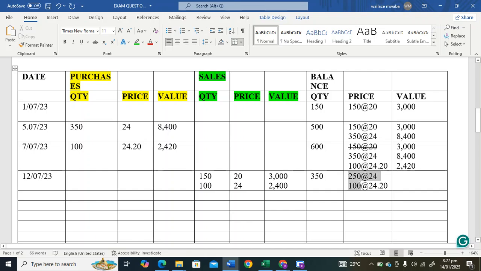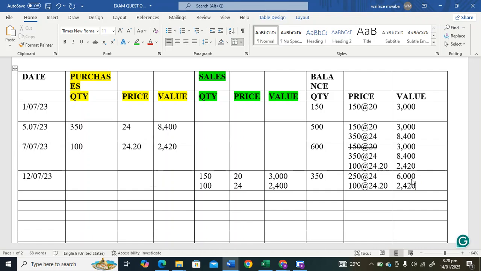So this 250 plus 100 equals this balance here. So 250 times 24, 6,000. 100 times 24.20, you get 2,420.